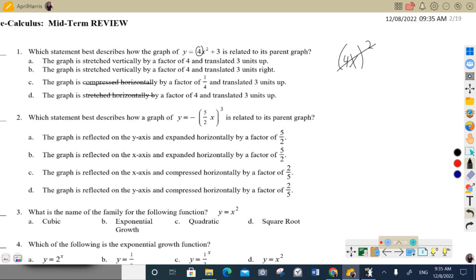All right, we're reading A and B. And then plus 3, is plus 3 inside with x or outside with y? It's with y, so y goes either up or down. Plus 3 is up 3. So the answer is A to number 1.